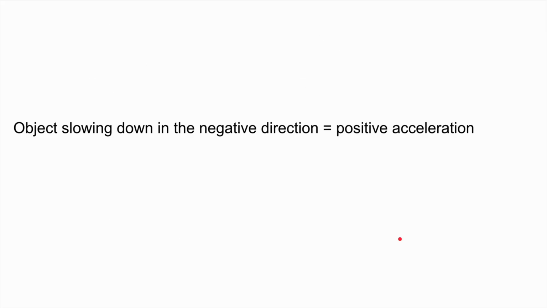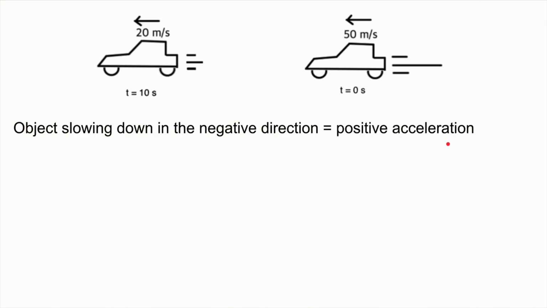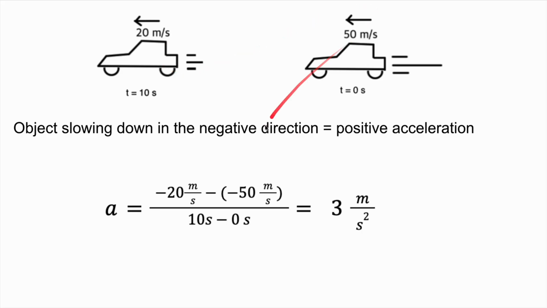So an object that is slowing down in the negative direction is experiencing a positive acceleration. So again, mathematically, I can show you that my final was negative 20. My initial was negative 50, divided by the time it took to implement that change, and I'll get a positive value here. So it's accelerating at positive 3, even though it's moving in the negative direction.